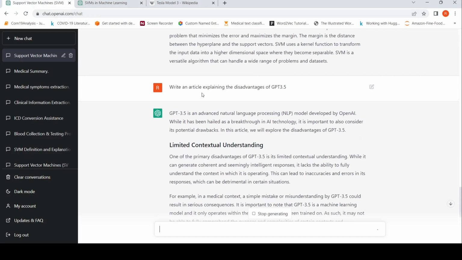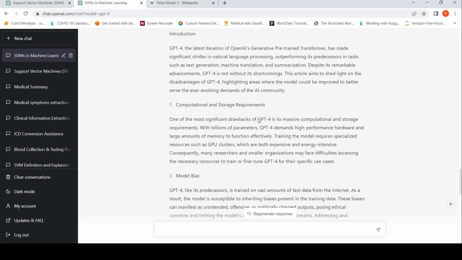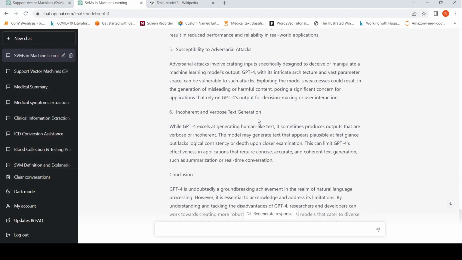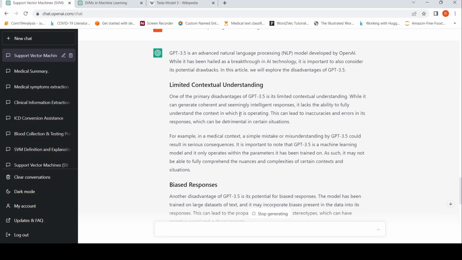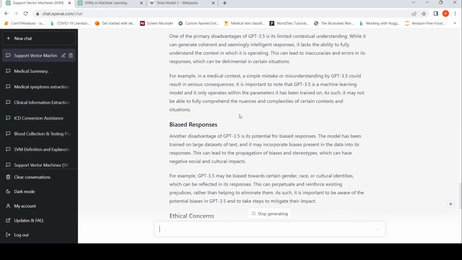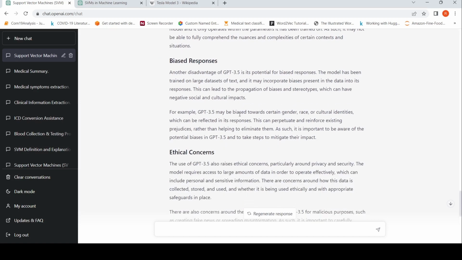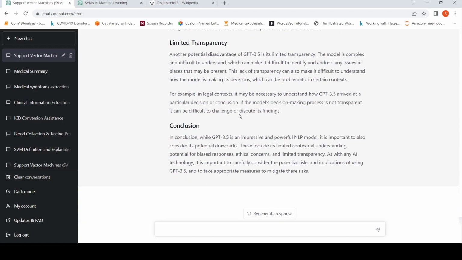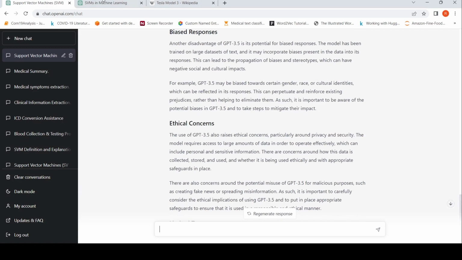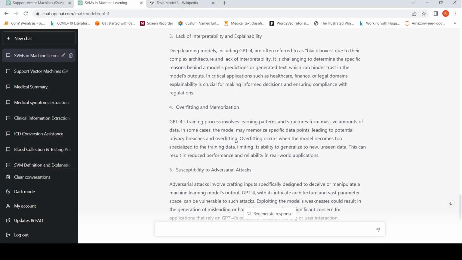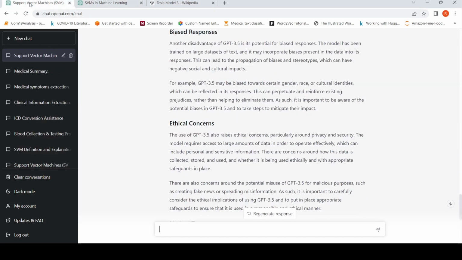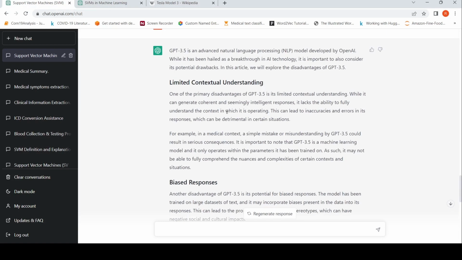Okay, limited contextual understanding. That did not come up over here, did it? Model bias, lack of originality, overreliance on memorization, susceptibility. Yeah, it did not come up over here. Biased responses, yes, it came up here, right? Ethical concerns, security and privacy, limited transparency, conclusion. Yeah, not all responses have come. Again, if you see, it's not complete in the sense that some points are missing with respect to limited contextual understanding.